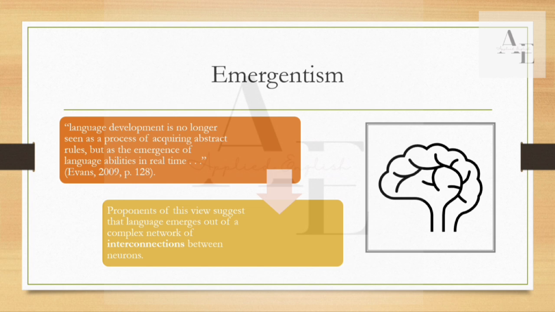So like at certain months, certain abilities appear, like being able to pronounce certain sounds, being able to acquire certain words. Like in certain months, in real time, in each month, this ability occurs. So proponents of this view suggest that language emerges out of complex networks of interconnection between neurons. So it's something biological. It's something in our brain. It has nothing to do with the environment around us in this case, actually. So it's the emergence of rules or language abilities in real time.